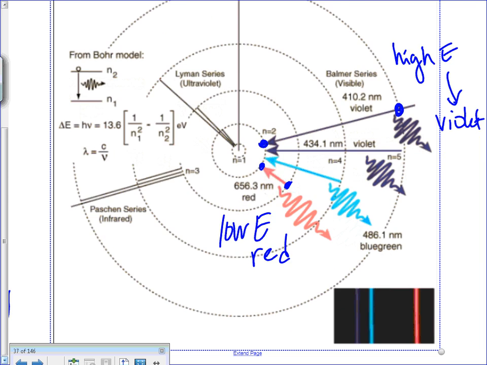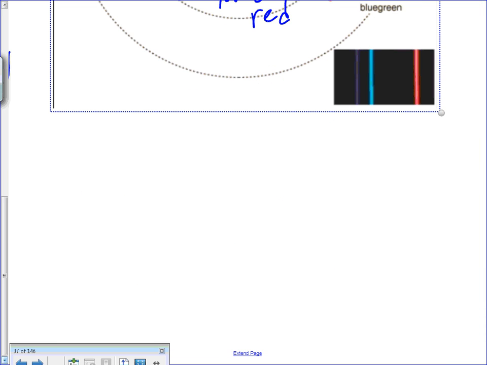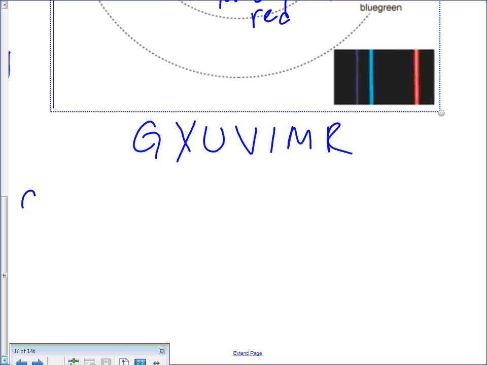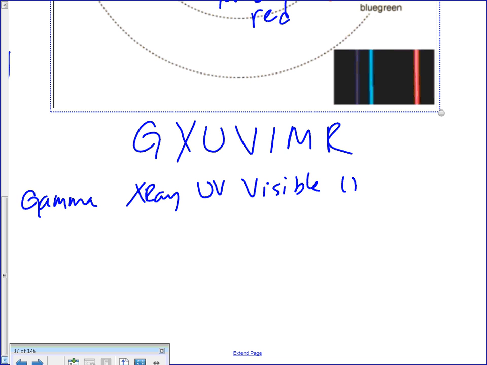Let's draw this together. Here's how I remember it. You're going to laugh at me, okay? Gonna X your voice in my radio. So gamma, X-ray, UV, visible, infrared, microwave, radio. Gonna X your voice in my radio. I had to make that up for myself because I can't remember this for anything.